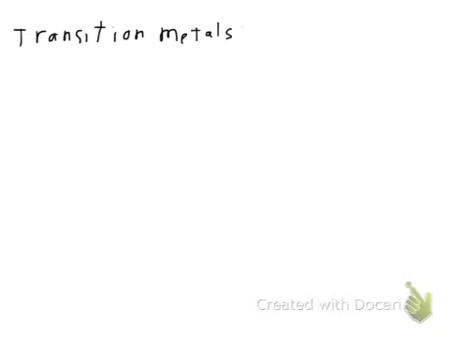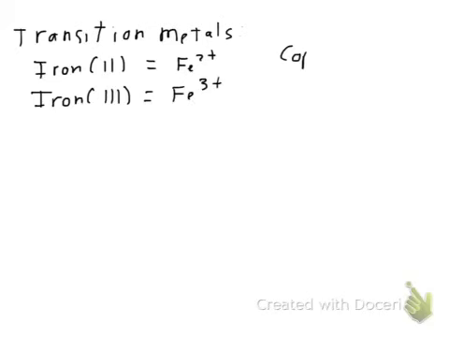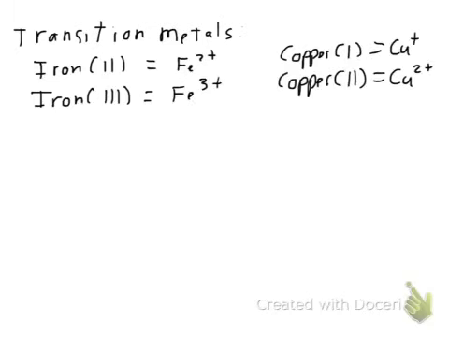The transition metals are different because their charge is not set. They have multiple different positive charges they can have. But it's pretty easy. Iron 2 is going to be Fe2+. Iron 3 will be Fe3+. Copper 1 would be Cu1+. Copper 2 would be Cu2+, and so on.